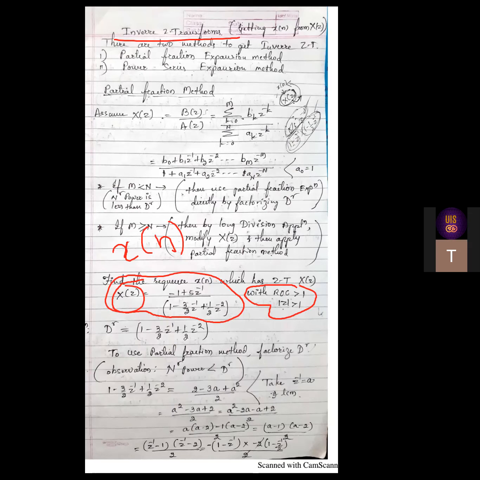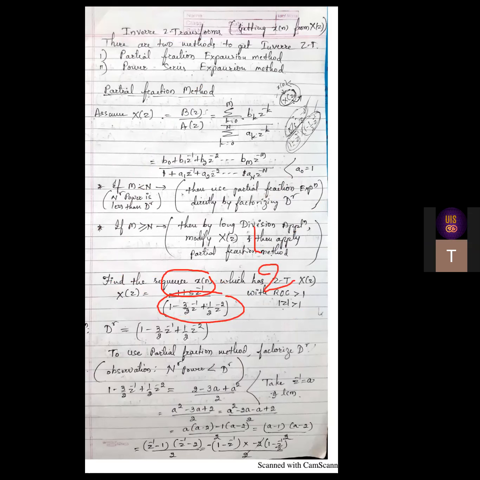Now, to apply the partial fraction method, obviously what should be done? First, we should go for checking these two conditions. Which condition? These two conditions, based on this, which step to be followed next. For that, we have to check for the numerator and the denominator powers. Fine. What observation we can make? Numerator has the power 1, denominator has the power 2, that is minus 1 and minus 2. Okay. So numerator power is less than the denominator. So the first condition is getting applied. It means we should go for partial fractions and denominator should be factorized.